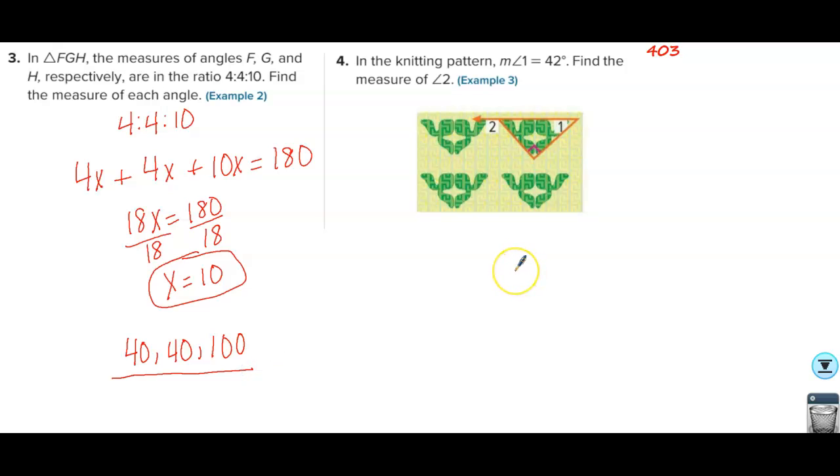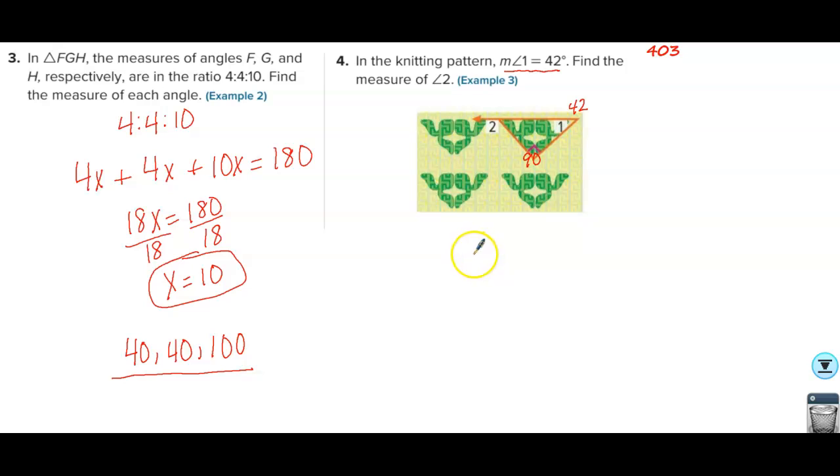Okay. In the knitting pattern, the measure of angle 1 is 42. Find the measure of angle 2. All right, this is relying on the exterior angle theorem that says that this angle here is equal to the 2 remote interior angles added together. Well, they didn't give us this one in number form, but they have marked it as a right angle. So that means this is a 90-degree angle, and they've given us the measure of angle 1 in the problem, okay? So angle 1 is 42, and this other angle is 90, all right?